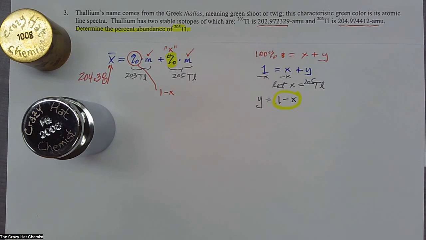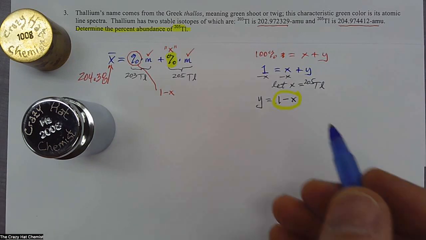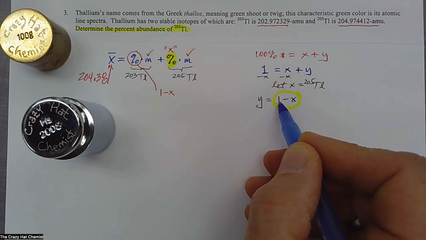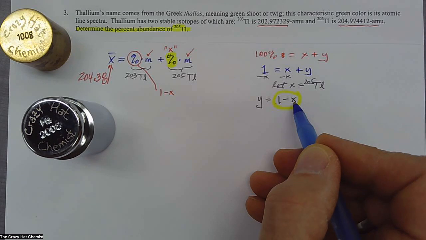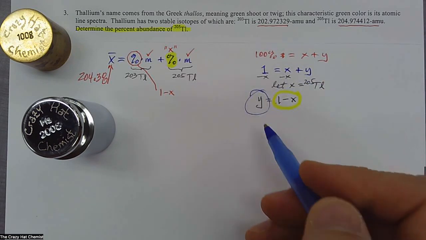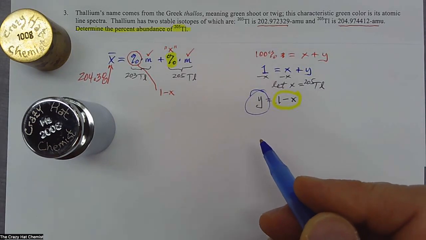There are many students that have a difficult time plugging this in or even understanding the 1 minus X. The 1 is the total, and it's minus X because that is actually equal to Y, which is the other isotopic percentage.